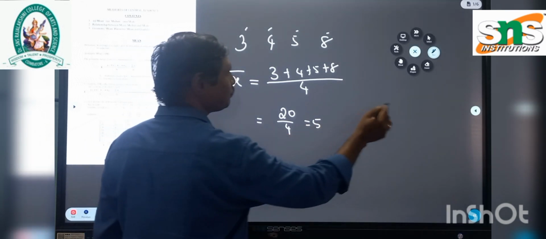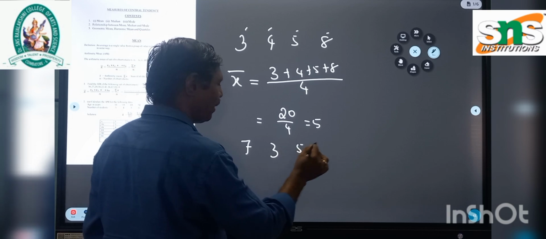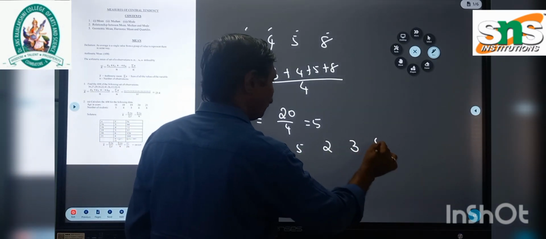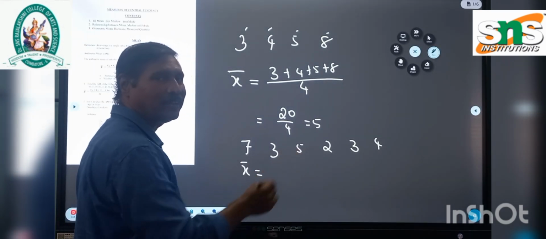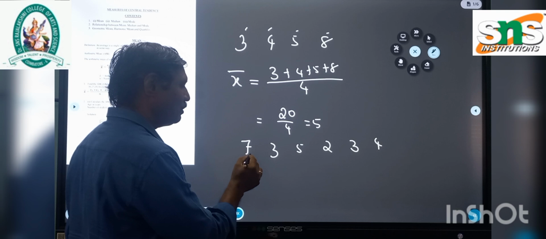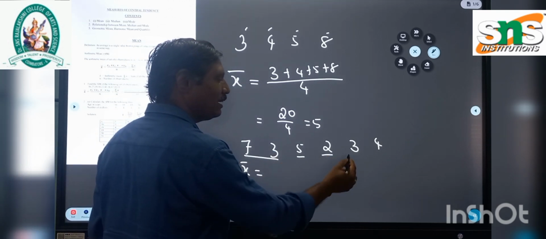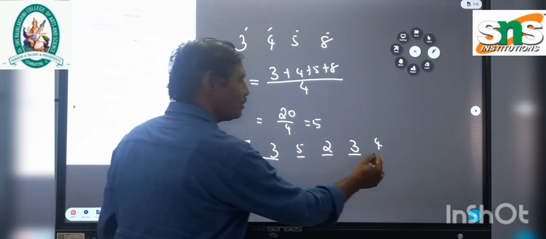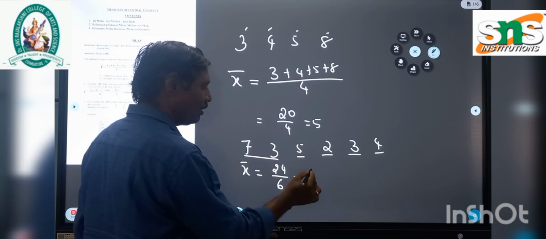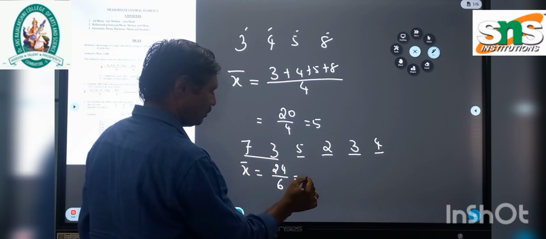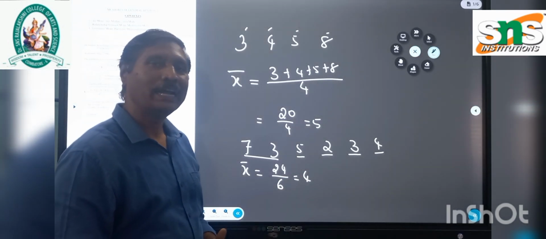Suppose we have one more. The data is 7, 3, 5, 2, 3, 4. What is the average of this data? Again, the average x bar is equal to the sum of all the data divided by the number of data. So what is the sum? 7 plus 3 is 10, 10 plus 5 is 15, 15 plus 2 is 17, 17 plus 3 is 20, 20 plus 4 is 24. So 24 divided by the number of data, which is 6. Therefore, 4. So 4 is the average. These are all averages for individual series.